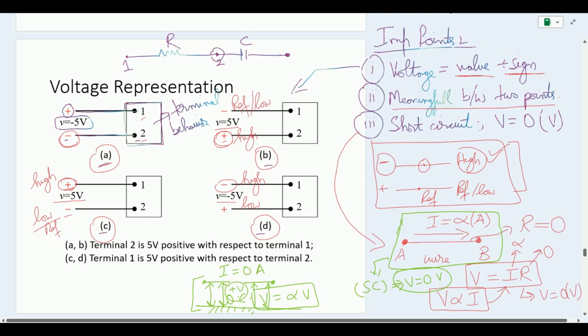So in a short circuit case, voltage is going to be 0. In open circuit, voltage is going to exist and current is going to be 0.